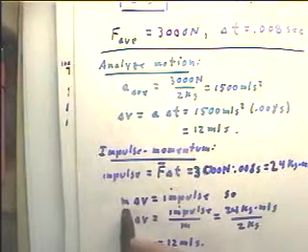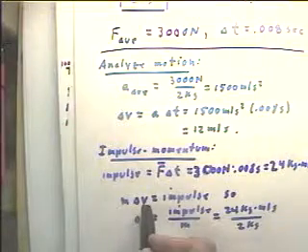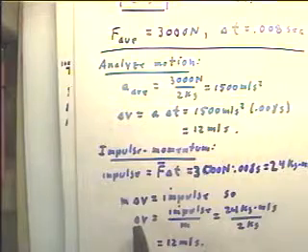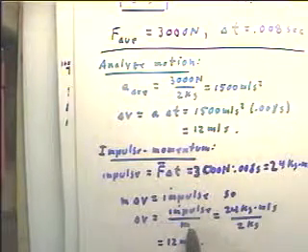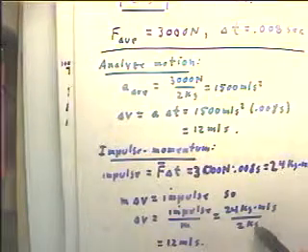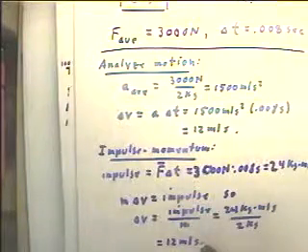Now, the mass is constant, so that m delta v is the change in momentum, and that equals the impulse, so that delta v is the impulse divided by the mass, which is 24 kilogram meters per second divided by 2 kilograms, or 12 meters per second.